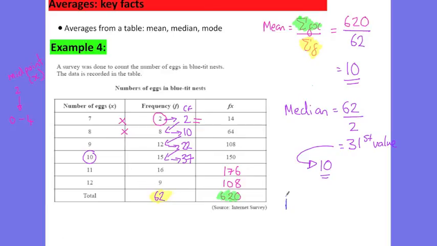Lastly, looking at the mode is the most common value, the most popular value. We find this by looking here at our frequency column and looking at which category is the most popular. What has the highest frequency? This is our highest frequency, therefore the mode is 11.